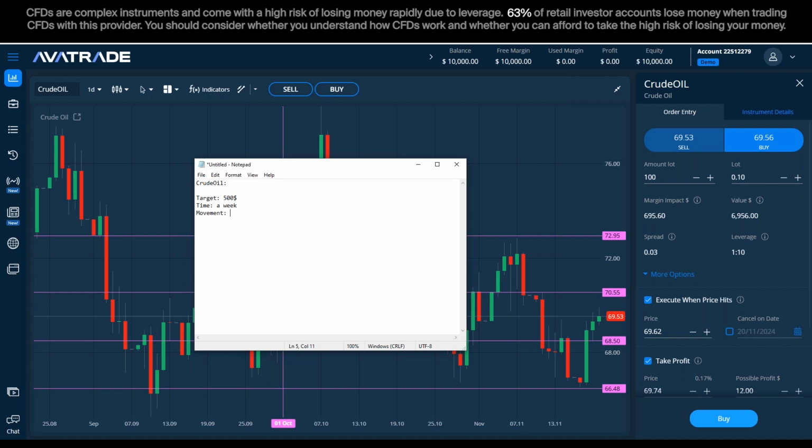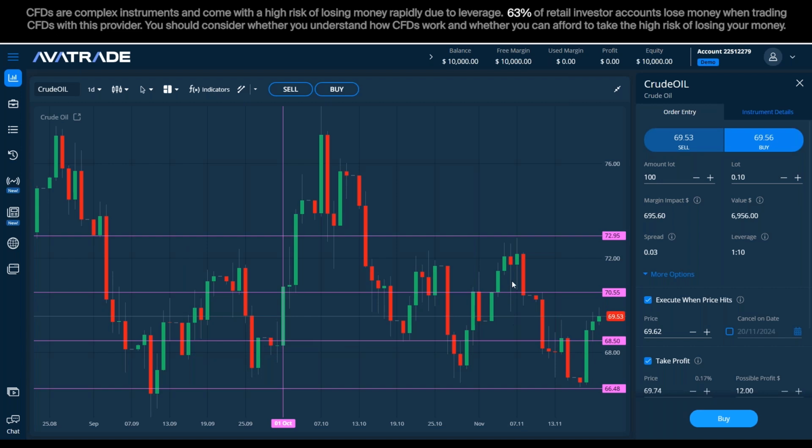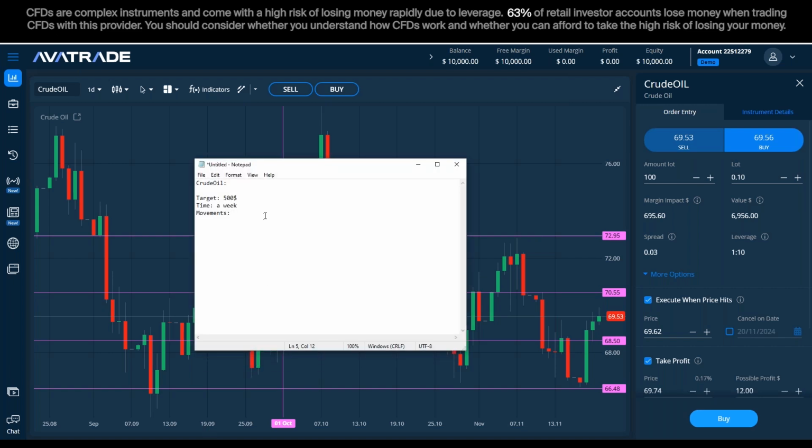Apart from that, we also need to capture some movement. As we understood, there are certain levels on the chart. It might not get to here, might not get to here. We need to know, so we're going to use some tools to help us understand that. The movements are the price change, the price difference. And lastly, we also need to know what position size is necessary for us to achieve the goal that we're trying to make.